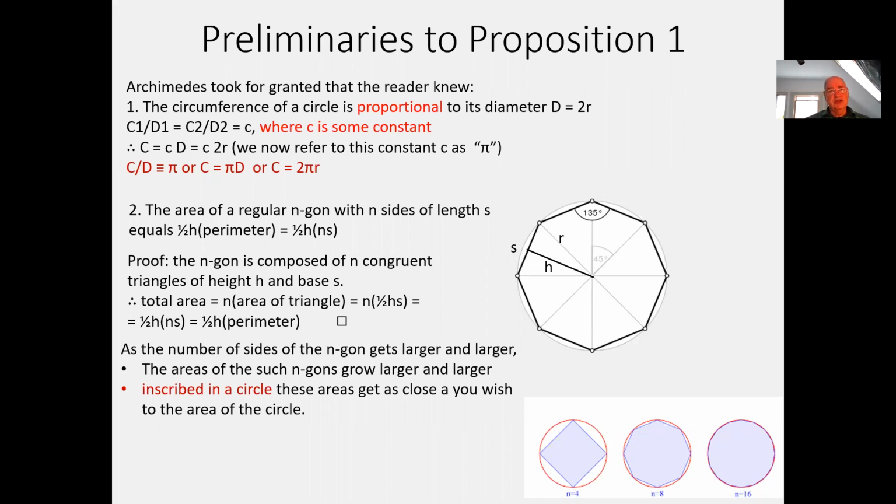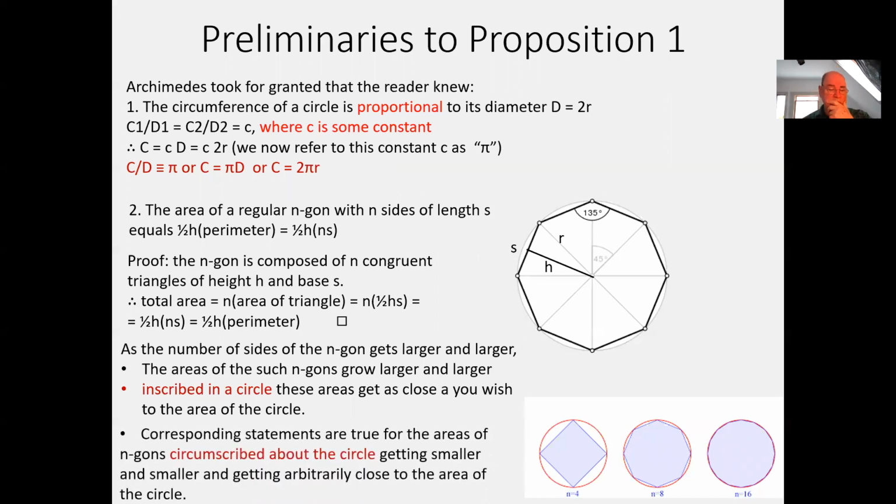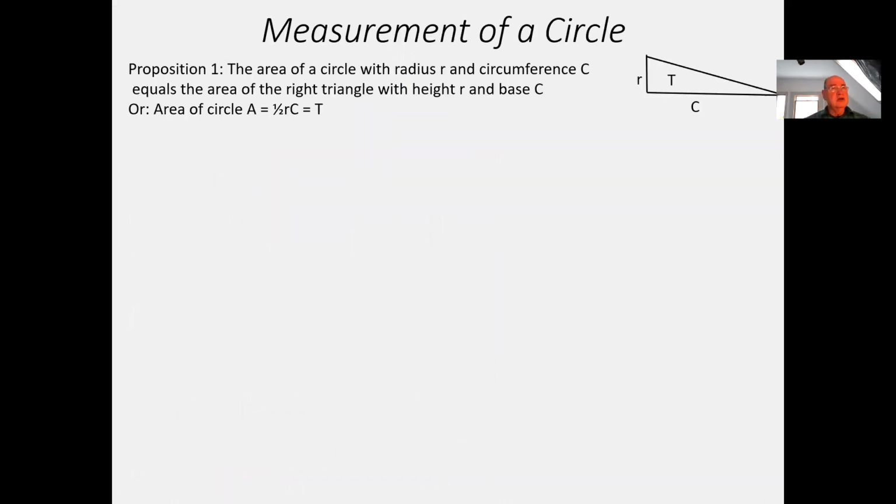He assumes that his readers know Euclid, know book 12, and know this fact. He's now ready to prove his theorem. I'm sorry, one more point. Whatever we say about the inscribed n-gons is also true for the circumscribed n-gons. Just that now we're getting our areas and our perimeters closer and closer from the outside. They're all larger than the area of the circle and the circumference of the circle, but they're getting smaller and smaller because they're getting tighter and tighter around it, getting as close as you like to that area and circumference of the circle.